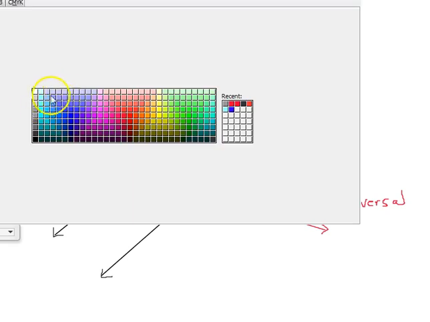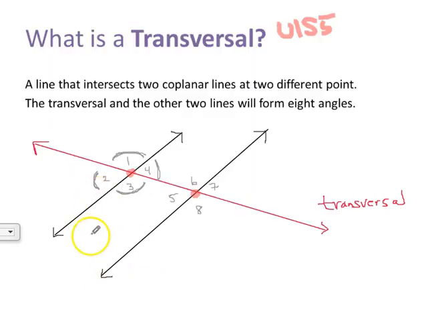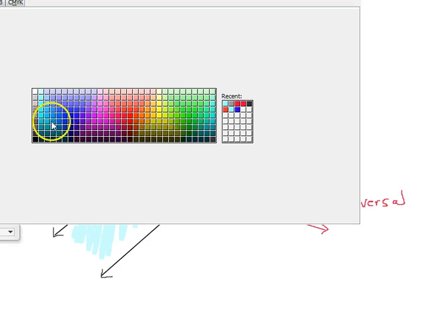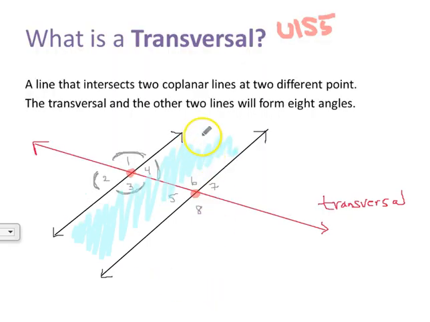I want to go over the idea of interior and exterior. So between our two coplanar lines, all these angles would be considered interior angles. They're interior of our two lines here. So we would call all these angles interior angles. So angles 3, 4, 5, and 6, they would be interior because they're located between our two lines.